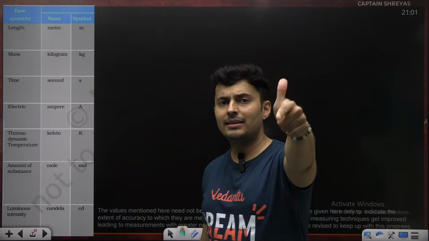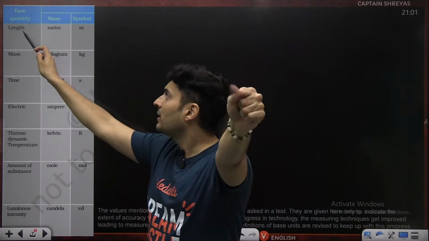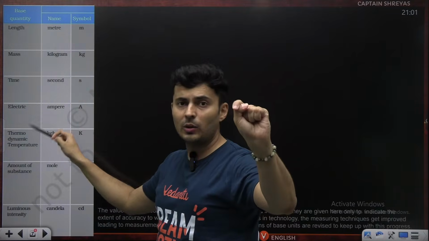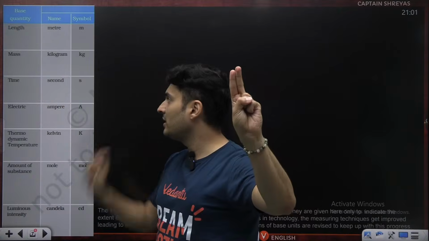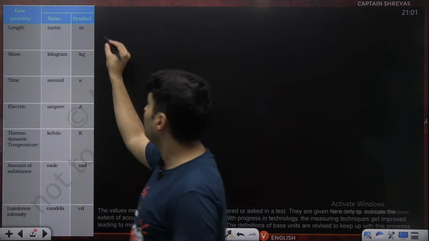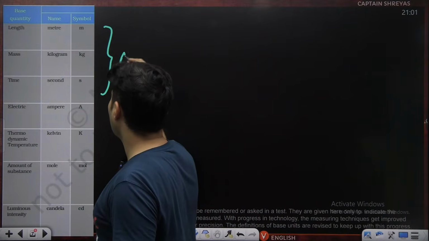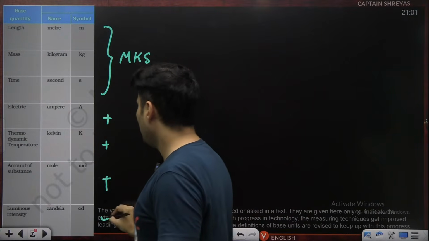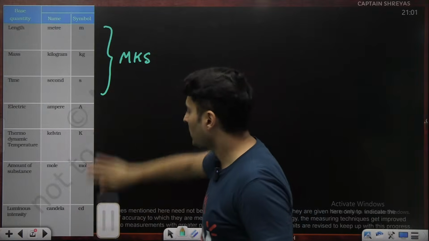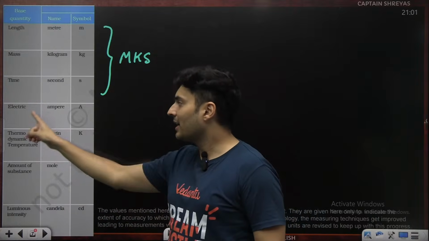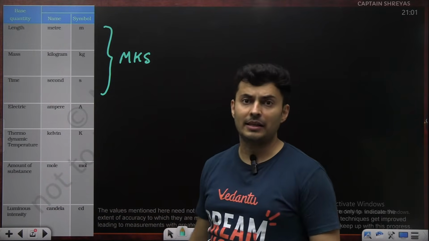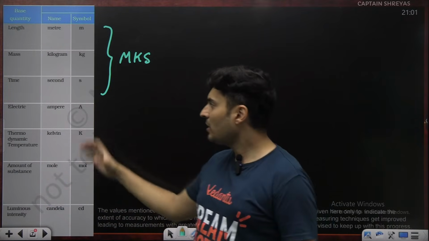Mass is there, length is there, time is there. Length is measured in meters, that is m. Mass is measured in kilograms, that is kg. Time is measured in seconds, so that is s. So the first part was obviously your MKS system. Additionally, you have added four things into it: current, temperature, amount, and light intensity or luminous intensity.